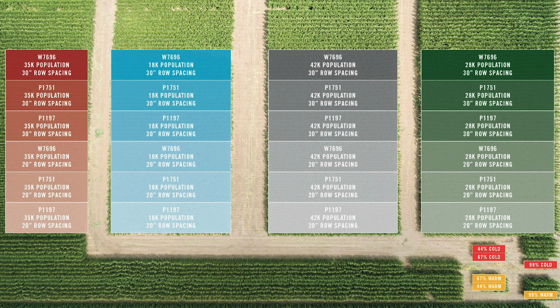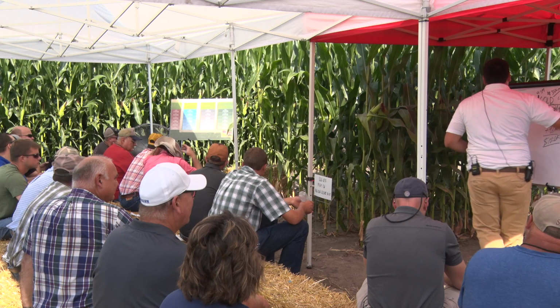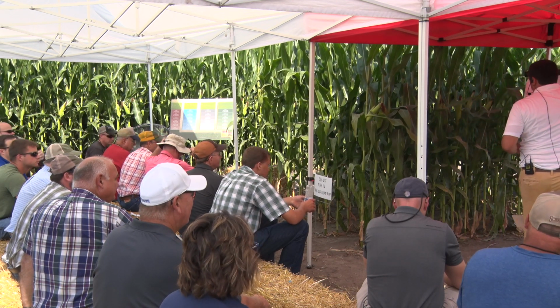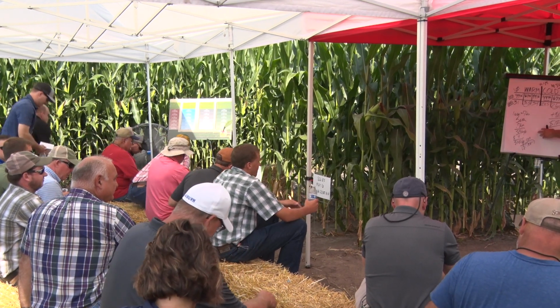Well, we've got 4 different populations. We've got 28,000, 42,000, 18,000, and 35,000 on 2 different row spacings, both 20 and 30 inch. 3 hybrids. You guys are sitting right here. So we're going to skip talking the 28 and 42, and we're going to head out, and Aaron Phillips is going to talk to us about the 42 and 18,000 population. So I'll move my easel if you guys don't mind getting up. We're going to head out into the plot, and he's going to discuss with us out there.